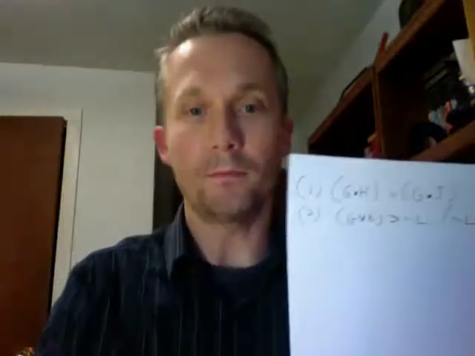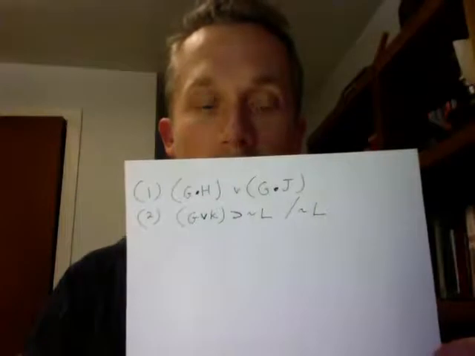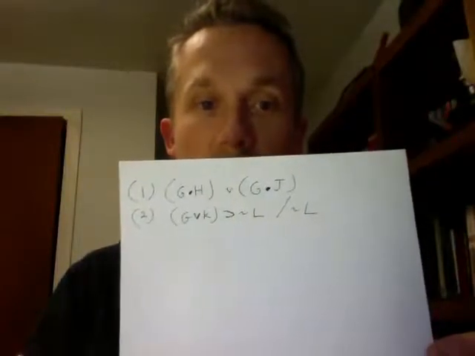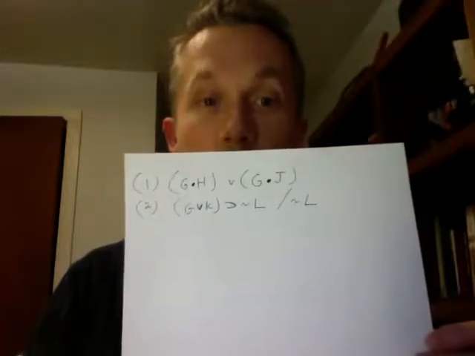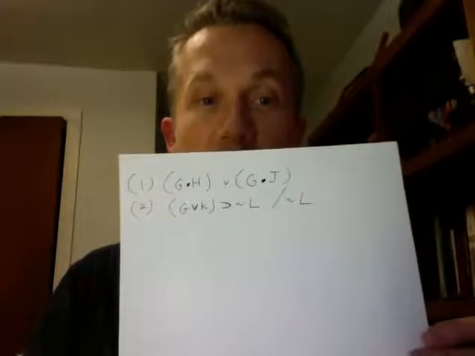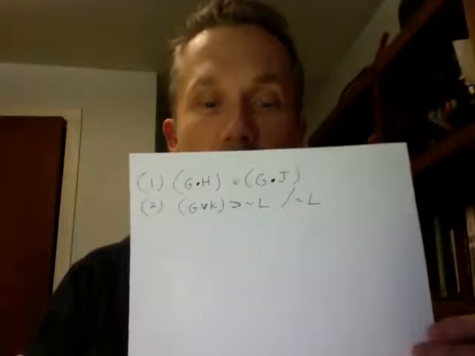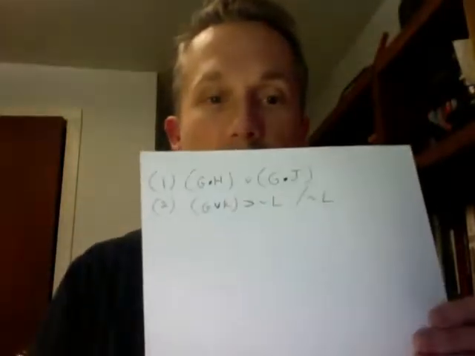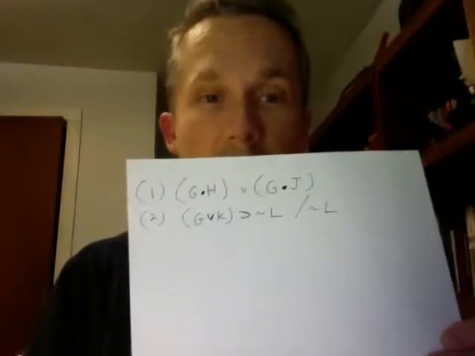Okay? So here is an argument that I have written. I hope you can see that. First premise is G and H or G and J. Second premise is G or K, horseshoe, not L. So if G or K, then not L. And our conclusion, which is indicated here at the end of the second premise by that slash, is not L.